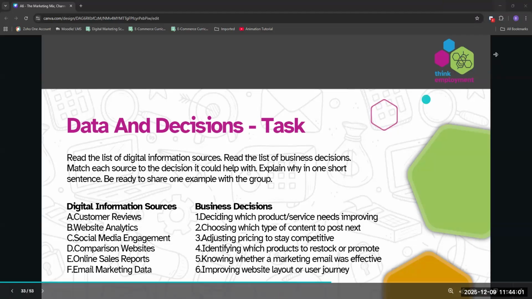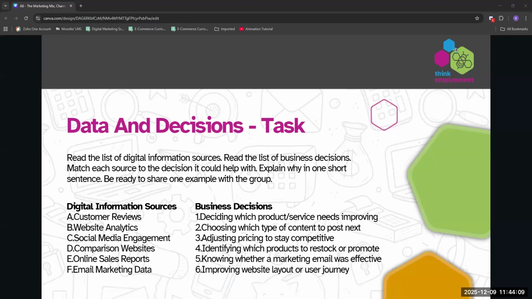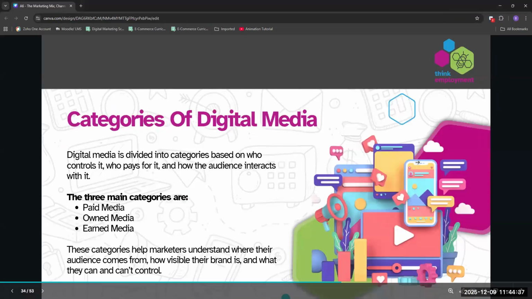So yeah, the customer reviews. As we talked about, deciding which products and services need improving through the feedback from people. The website analytics, so looking at those bounce rates and what people are doing once they've hit a certain page, where they're going next, if anything's making them leave. So social media engagement, so choosing what type of content to post next. So looking at what's worked well and what hasn't.